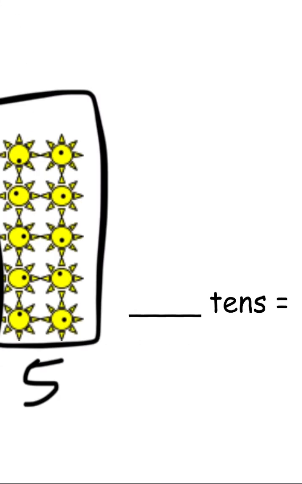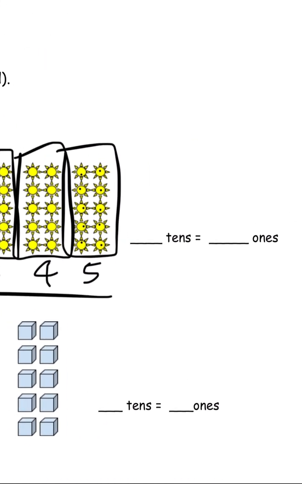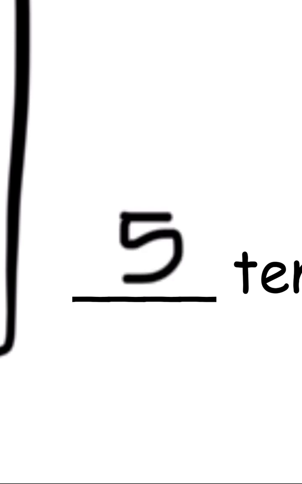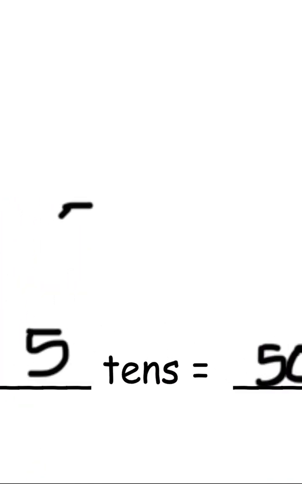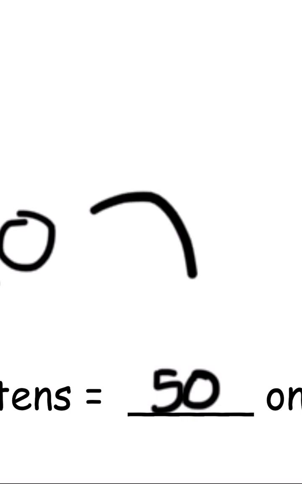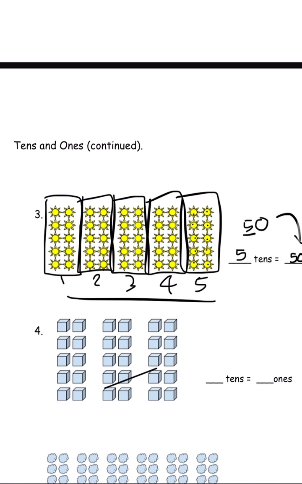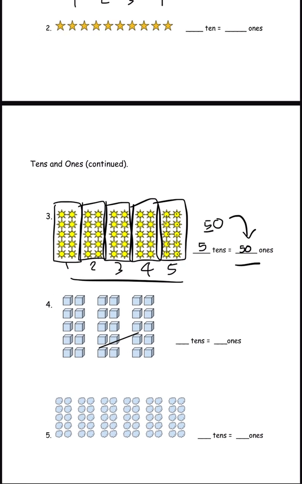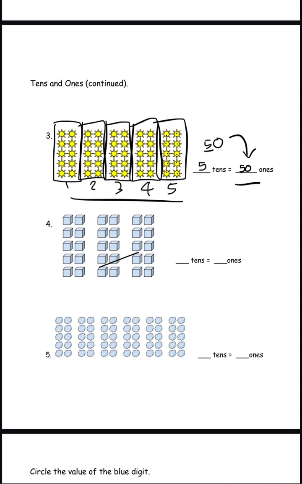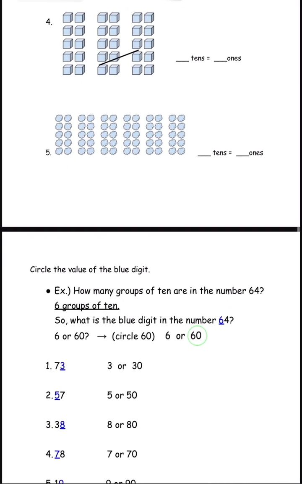So since there are 5 of them, it's going to be 5 tens, and 5 tens again is going to equal to 50 ones, because 5 tens, which is on the tens place, is the same as 50 ones, right? And if you count all of them, it's going to equal 50 of them. So 5 tens equals 50 ones. So 5 and 50 is the answer for number 3. Now let's move on to the next page.